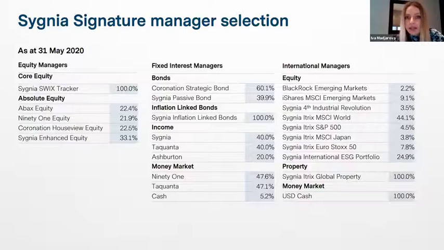Now, the Signature range is the range that has a mix between passive and active management. So if we look at the equity managers here on the left-hand side, you will see that we're using the Sygnia Swix tracker.